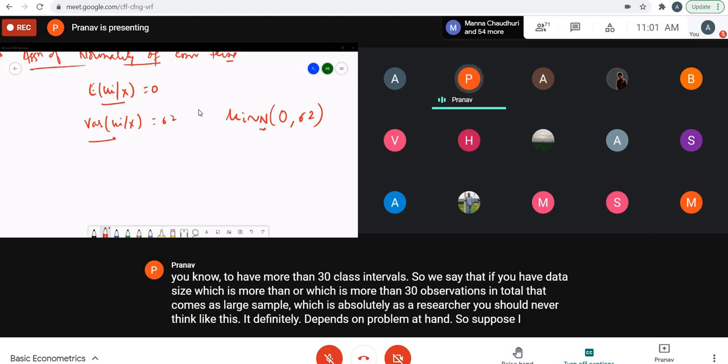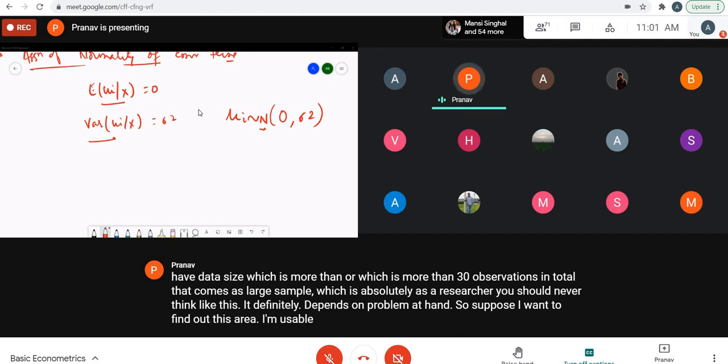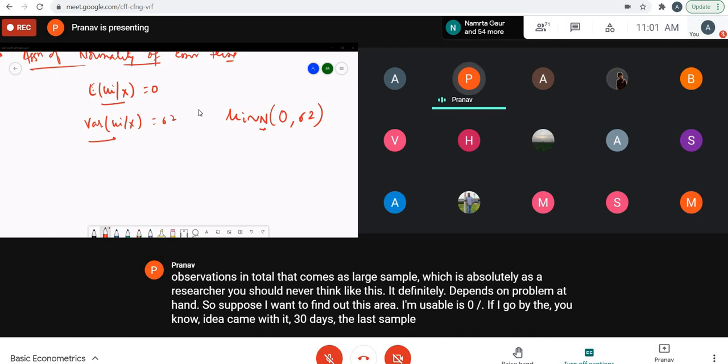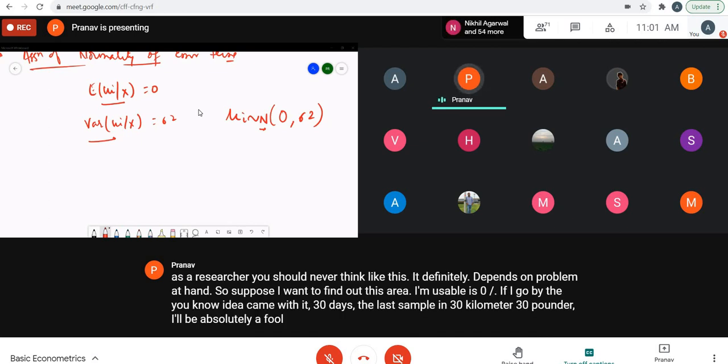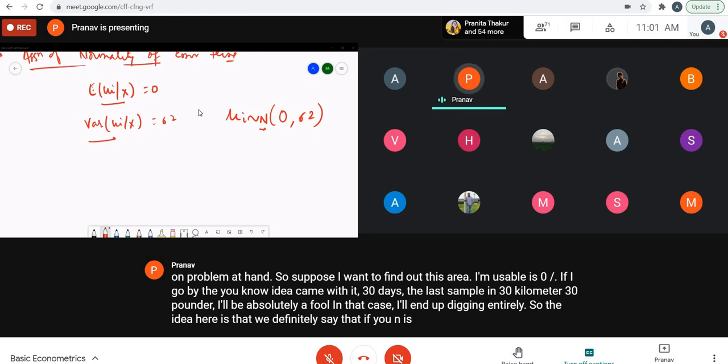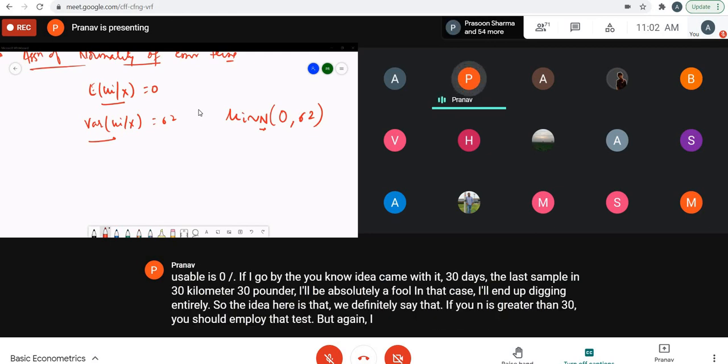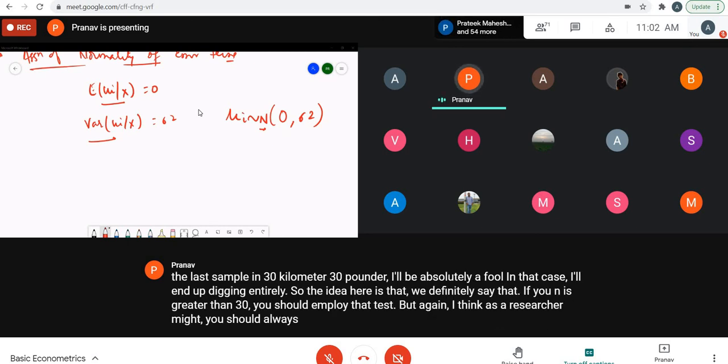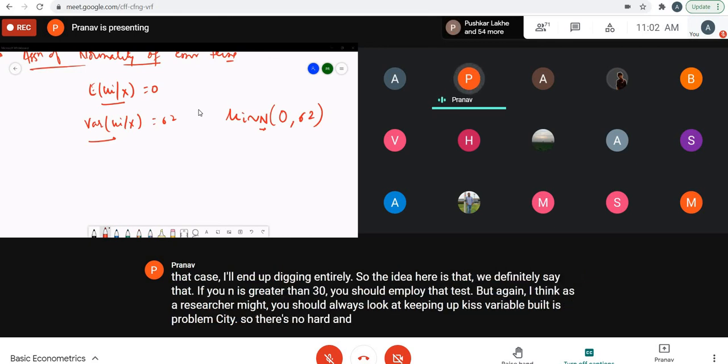So suppose someone found out that gold is hidden under the land here. If I go by the idea that I must first dig at 30 places, because 30 is a large sample and only above 30 can I apply the Z test, I'll be absolutely a fool. In that case, I'll end up digging the entire ground. So the idea is that we say that if your N is greater than 30, you should employ Z test. But again, as a researcher mind, you should always look at which variable and which problem you are dealing with. So there is no hard and fast rule as far as these samples are concerned.